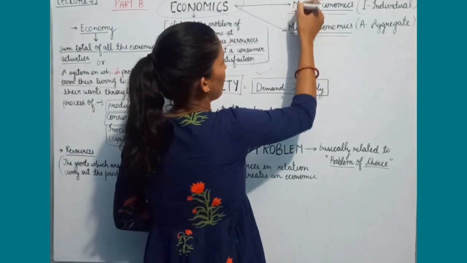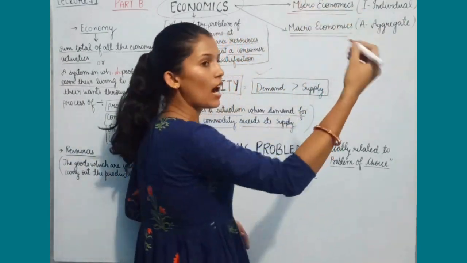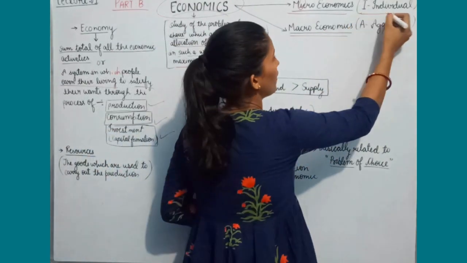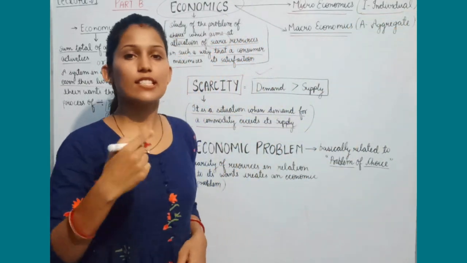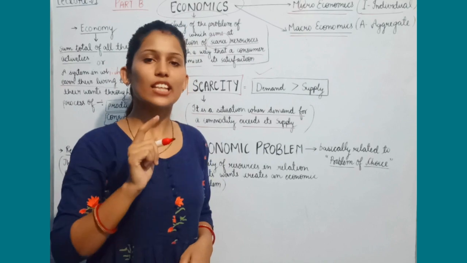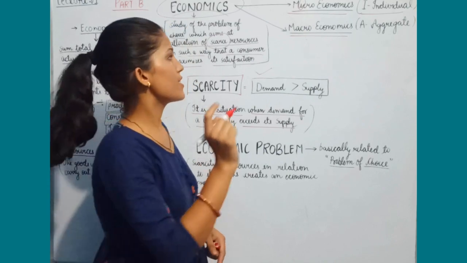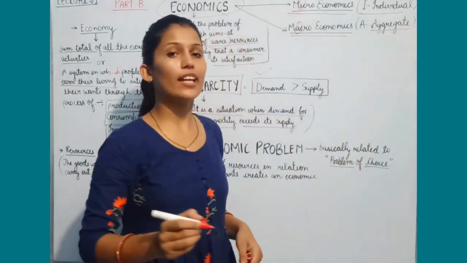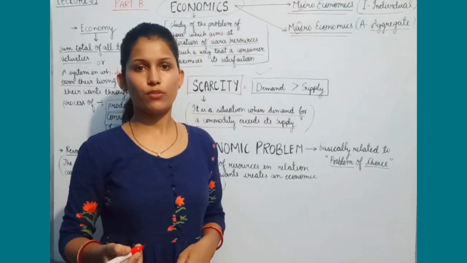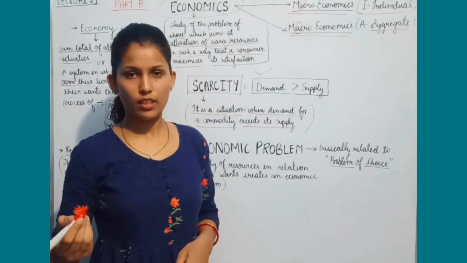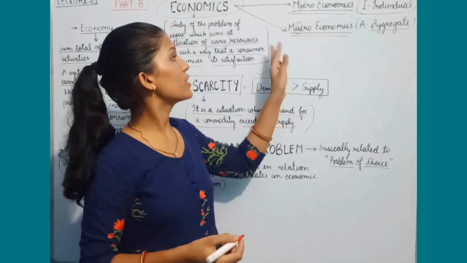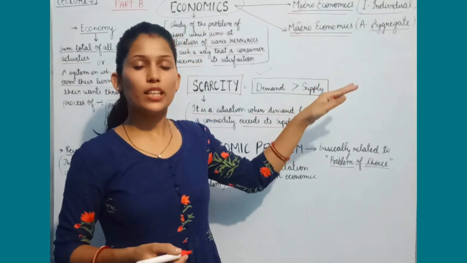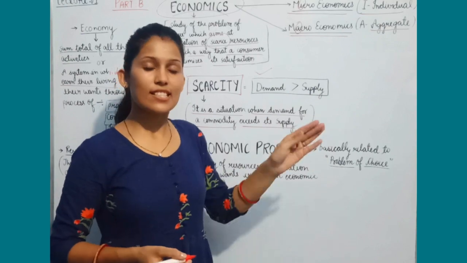Micro is spelled M-I-C-R-O. I stands for individual. So it is the study of problems related to individual units. And second, macro, where A stands for aggregate. Aggregate means the sum total, or the economy as a whole. It is the study of problems related to the economy as a whole.